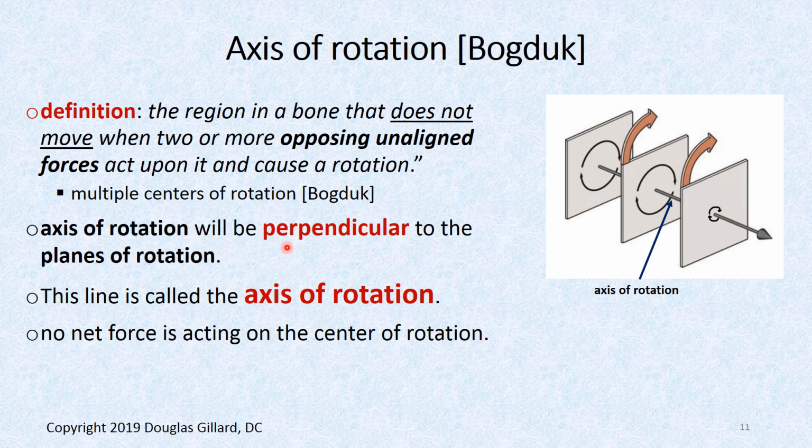The axis of rotation will always be perpendicular to the plane of rotation. So here's the stick. This is the dead center point where, when you rotate the bone, there's no arc created. It's right in the center, and that's the axis of rotation. But notice that the plane of rotation is perpendicular, 90 degrees to the axis of rotation. So the axis of rotation will be perpendicular to the plane of rotation. Okay, we said the line is called the axis of rotation. No net force is acting on the center of rotation.